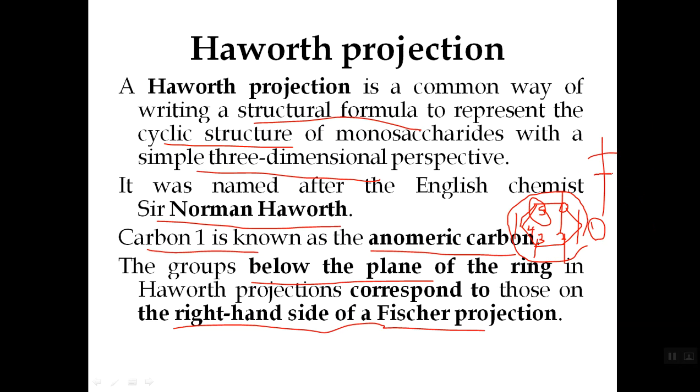So on the right side, whatever functional groups are towards the right side will be on the downward side of the Haworth projection, and the left side functional groups will be towards the upper side of the Haworth projection.